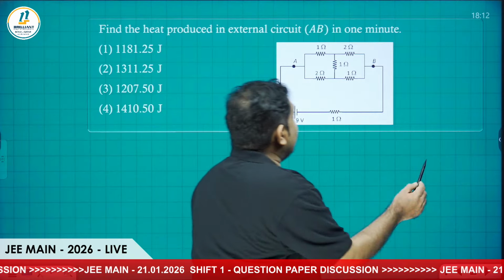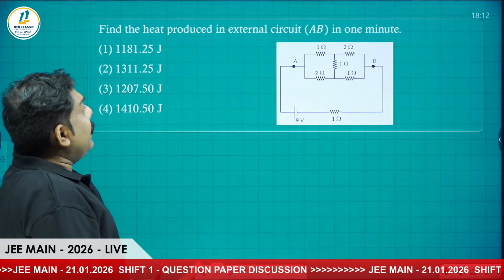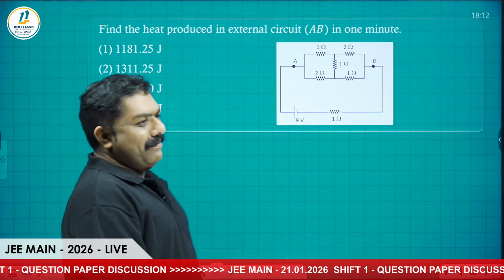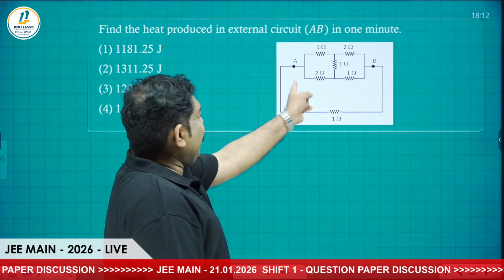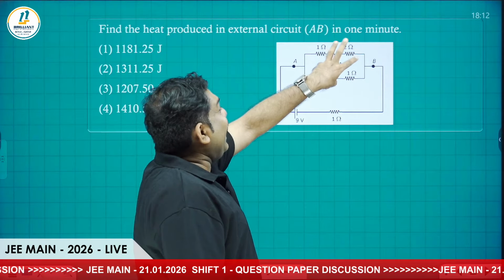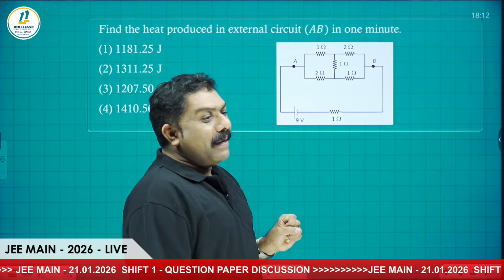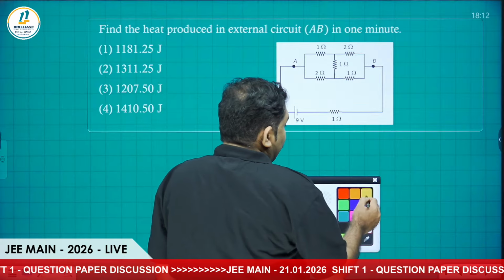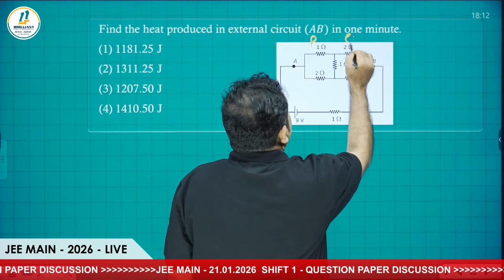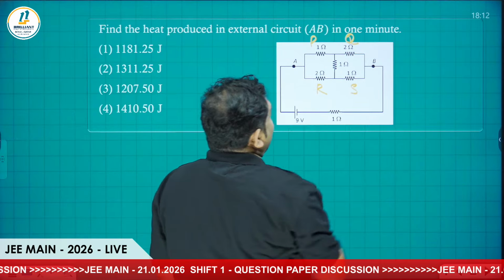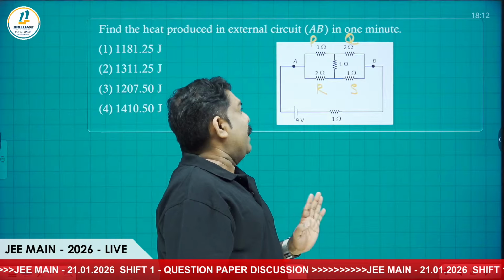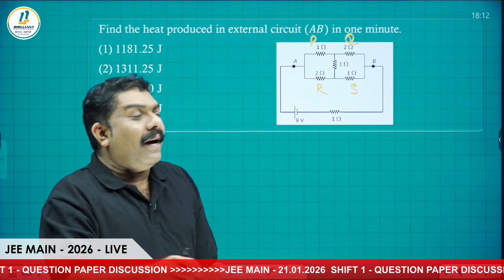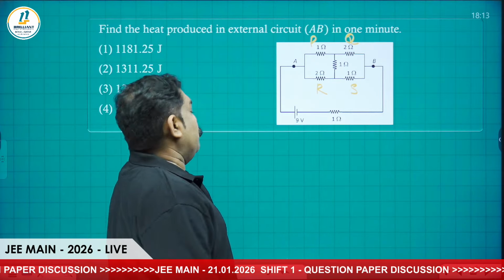So the next question that we can see, look: find the heat produced in the external circuit AB in 1 minute. That's the question. Here, it looks like a Wheatstone bridge, but it is not a balanced Wheatstone bridge. If I am considering the terms correctly, this is P and this is Q, and this is R and S. So P by Q is 1 by 2, but R by S is not 1 by 2. So we cannot use the Wheatstone bridge idea here to solve this network.